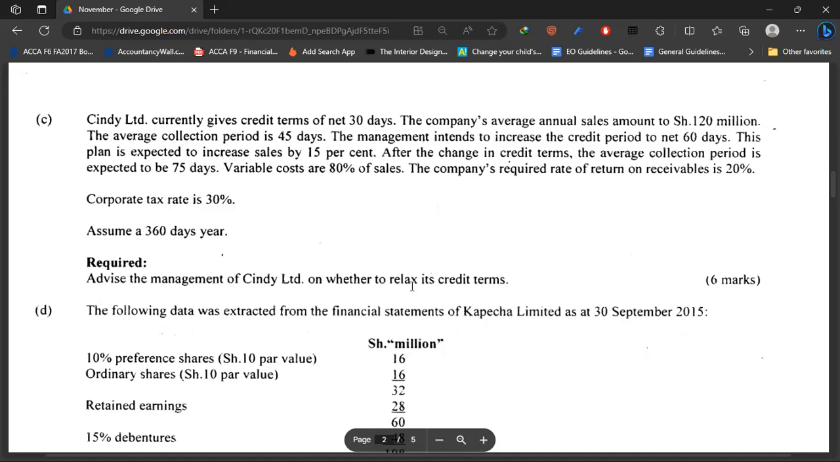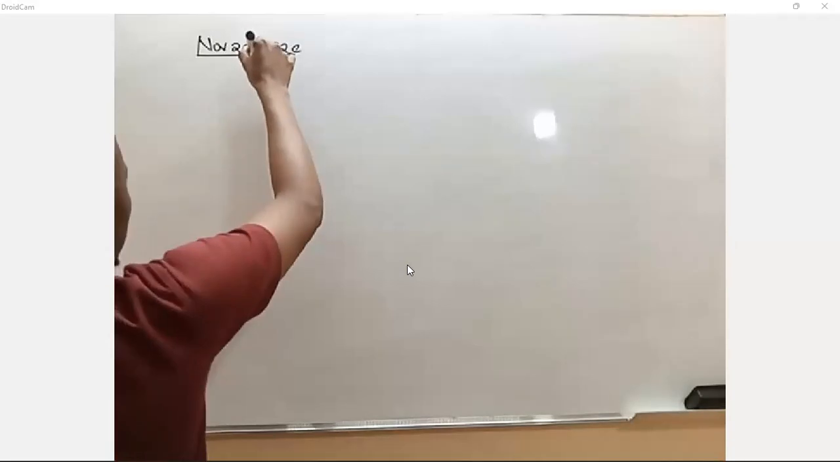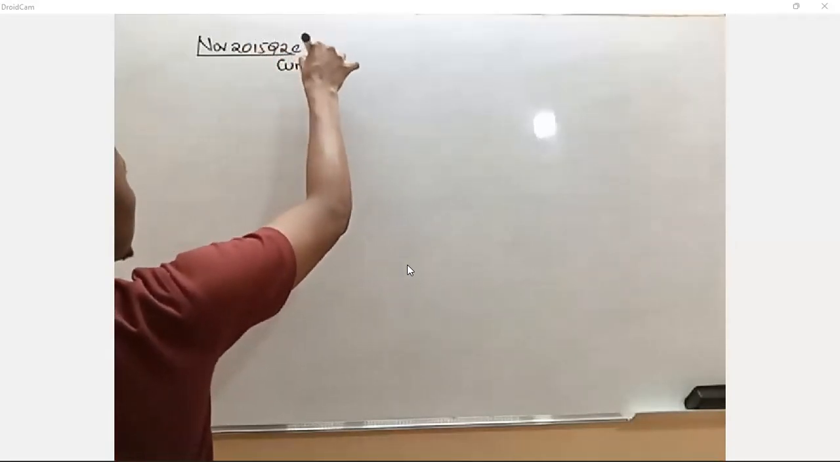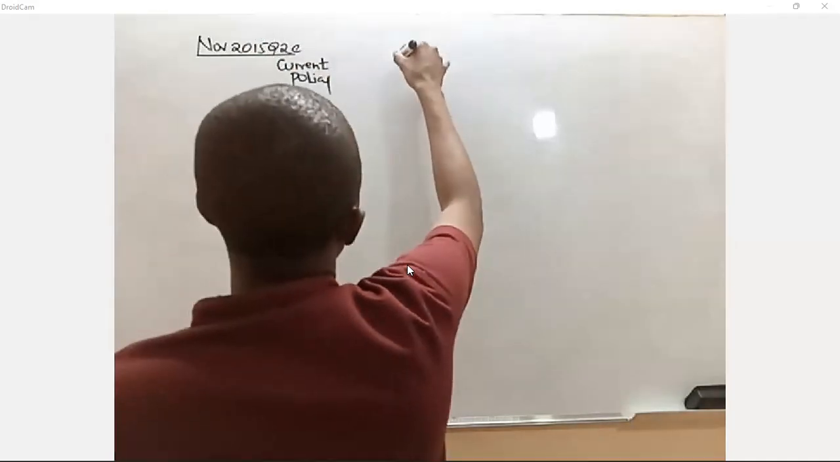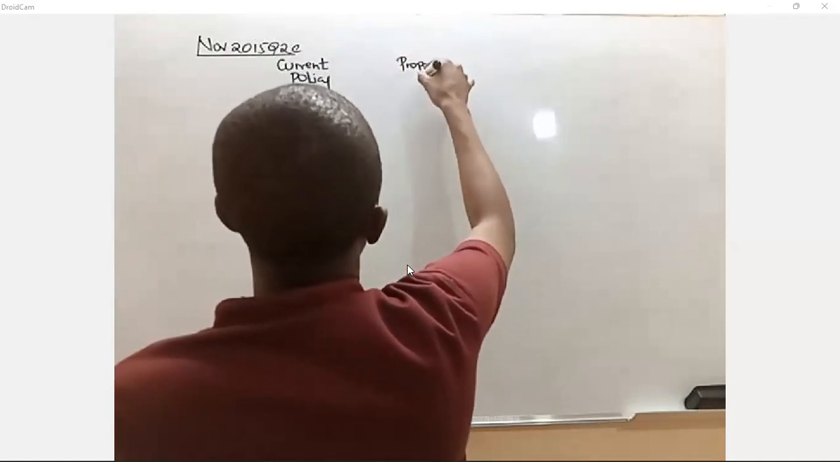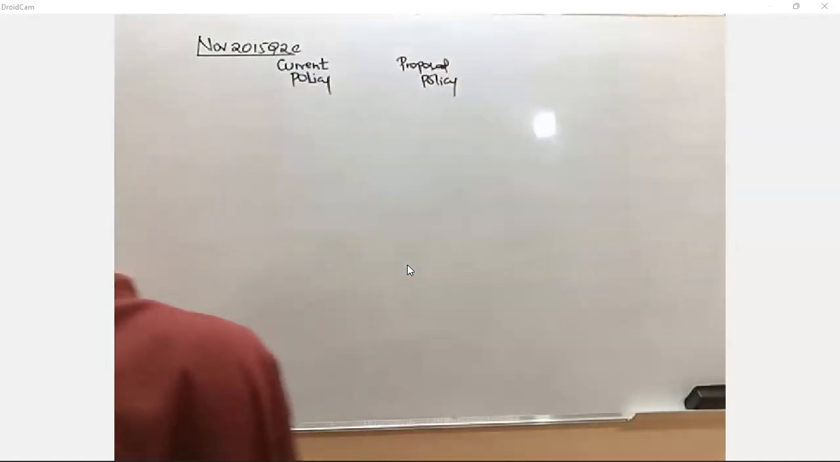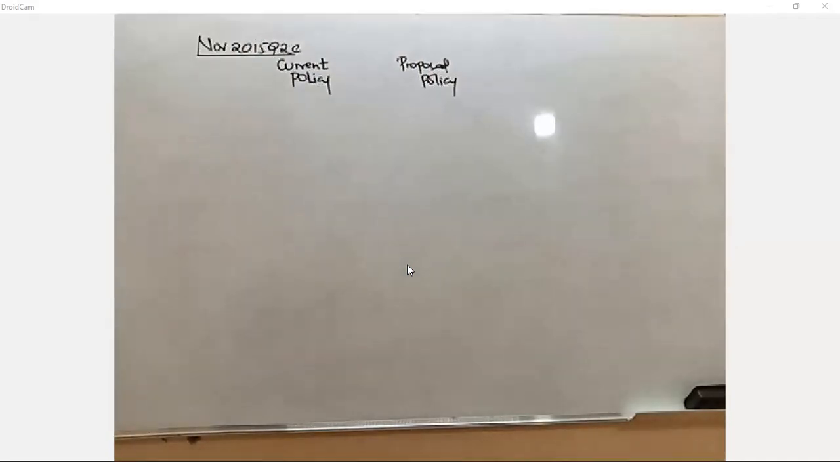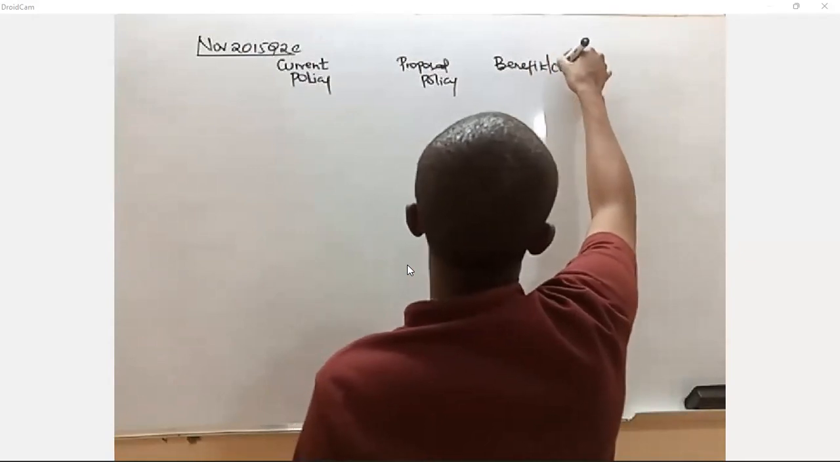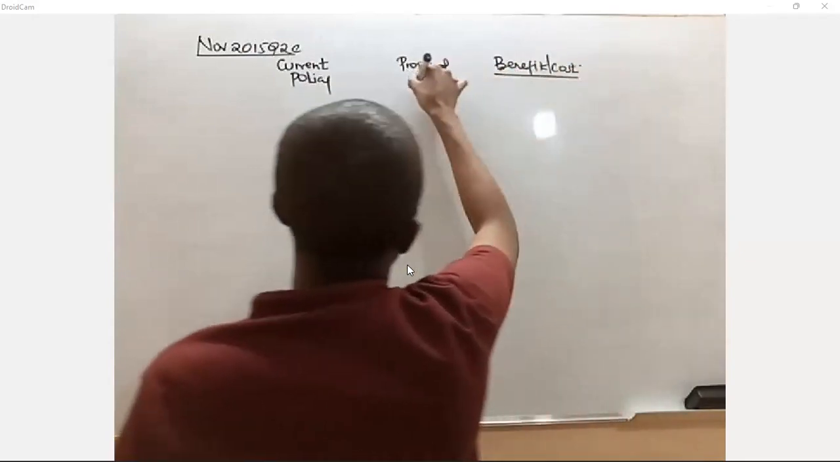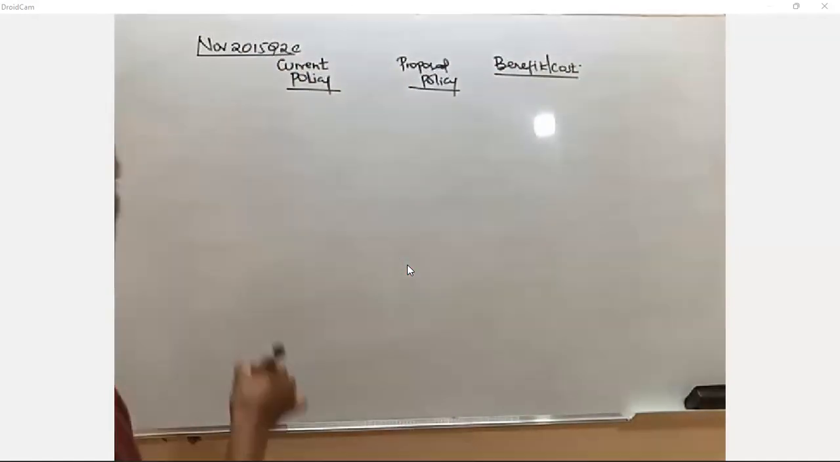Very simple. So how am I going to handle this kind of question? When you have this problem, just do this. Let us come here and analyze the current policy. Then let us have our proposed policy. Here we have to look at the differences, whether we are getting a benefit or it is a cost to the organization. Correct? So let me start by analyzing our sales.